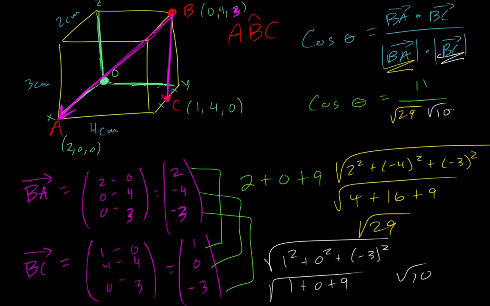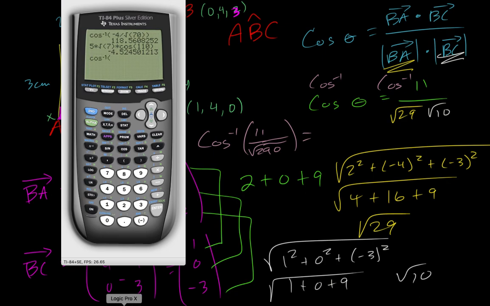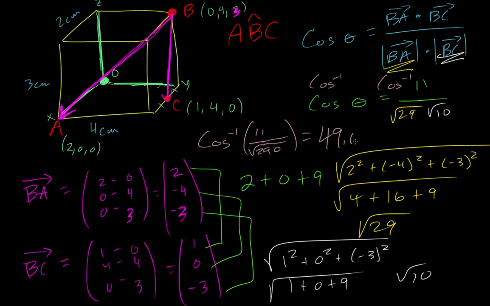Alright, we just need to find that angle. So what I'm going to plug into the calculator is going to be inverse cosine on both sides. So 11 on top. I'm going to multiply those to 290. Go to the calculator. Inverse cosine of 11 divided by square root 290, end both parentheses. We get 49.8 degrees. And that's the measure of ABC.